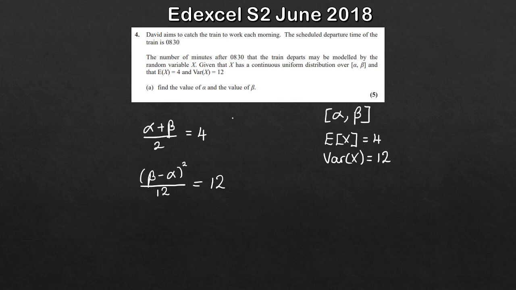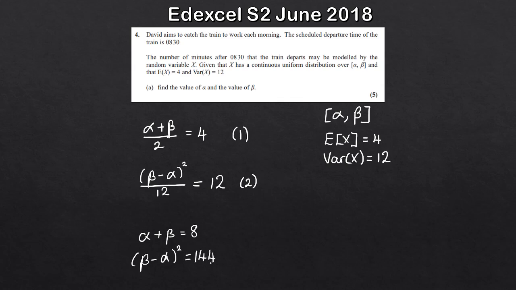So what I'm going to do first, if I just call this equation 1, and I call this equation 2, I'm just going to do a bit of manipulation for both equation 1 and equation 2. So equation 1, if I times both sides by 2, I get alpha plus beta is equal to 8. Okay, so just timing both sides by 2. I'll do the same here, but obviously times by 12. So I'm going to get beta minus alpha squared is equal to 144.